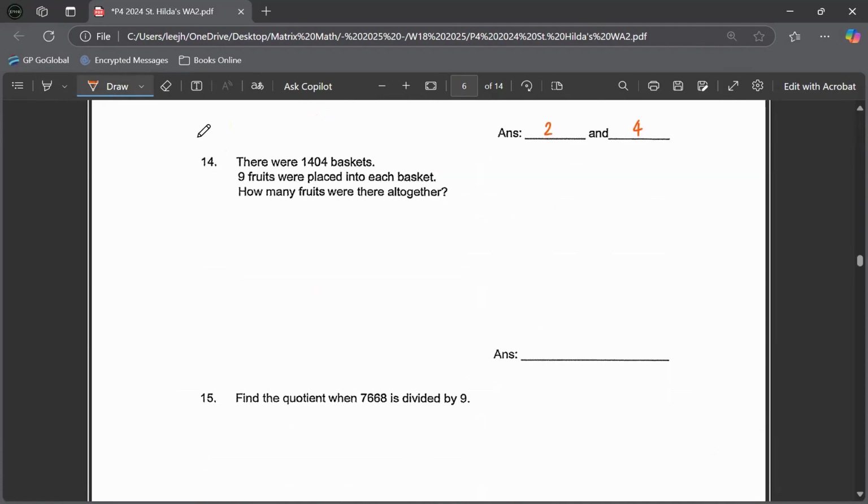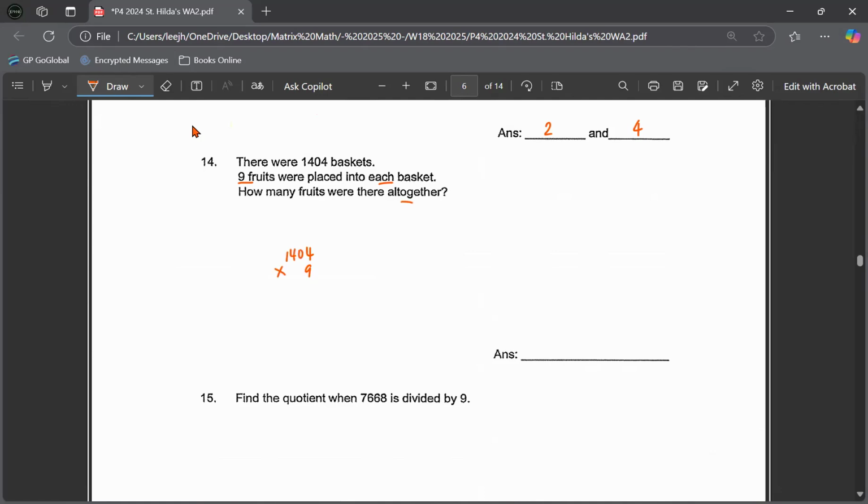Question 14. There were 1,404 baskets. 9 fruits were placed in each basket. How many fruits were there altogether? So please don't divide. There were a total of this many baskets, and there were 9 fruits in one. So I need to find the total, you multiply.